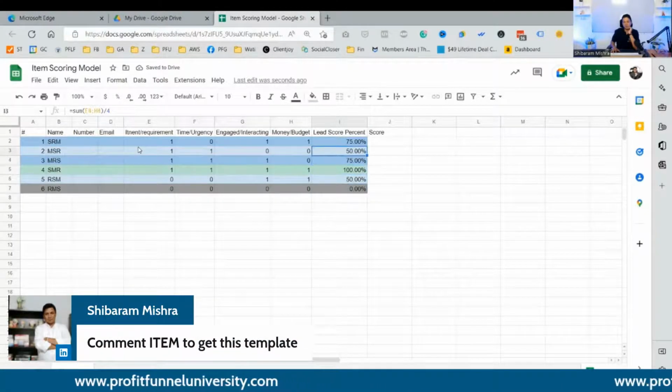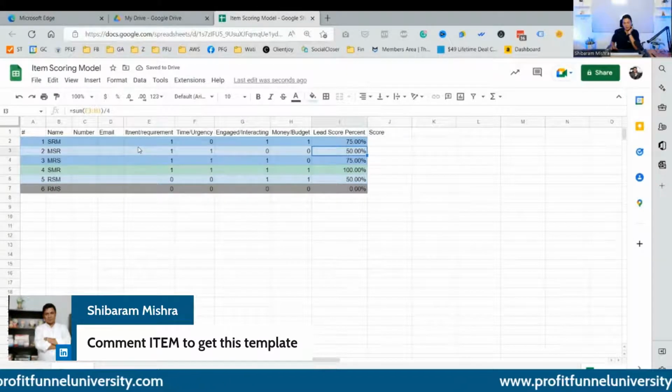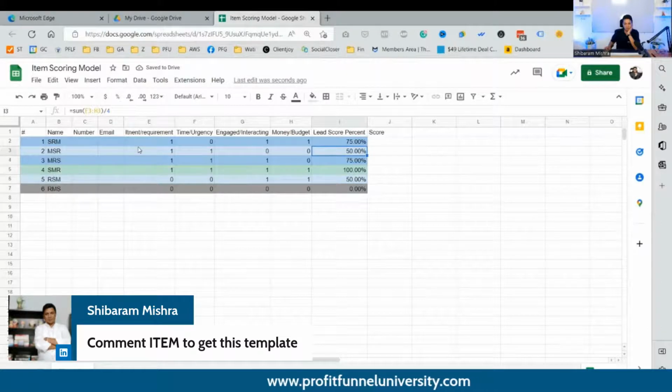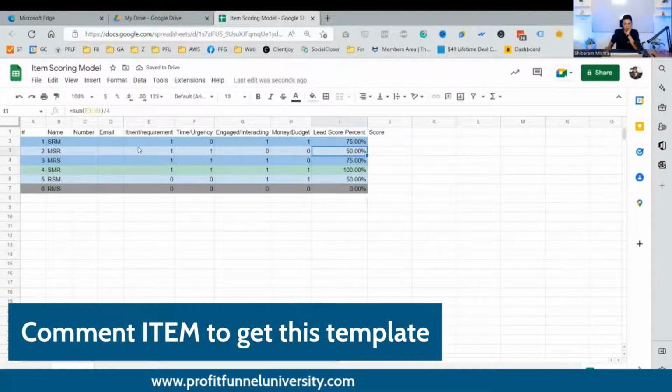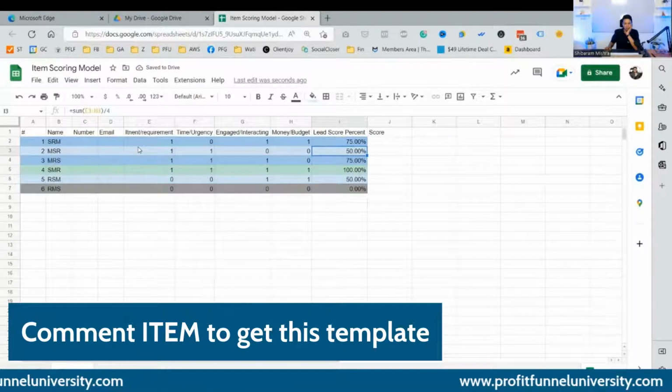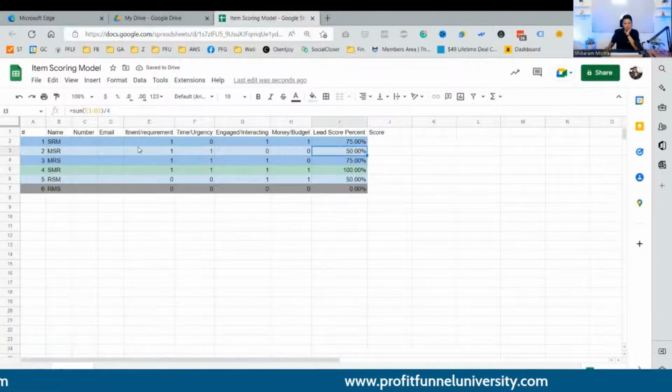For this guy who doesn't have an intent, doesn't have time or urgency, but is replying and has money, you have to again show the value. So this formula can be applied, this ITEM formula: intent, time, engaged, and money. So this ITEM formula can be applied to score your lead.